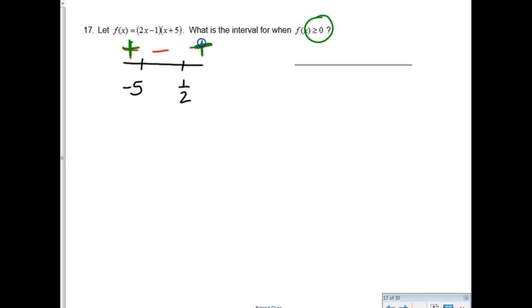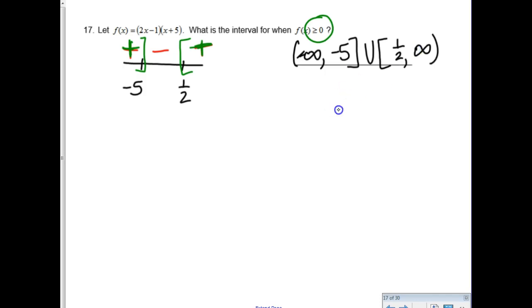But also I want you to recognize that they're using an equal to 0 symbol as well. So we're going to have to use brackets here and here when we get to the interval notation. So it starts at negative infinity and then goes to -5 with a bracket. And then union picks up again at 1/2 with a bracket, and then goes to infinity. For the rest of the domain it's positive. Wow, that is ugly handwriting.